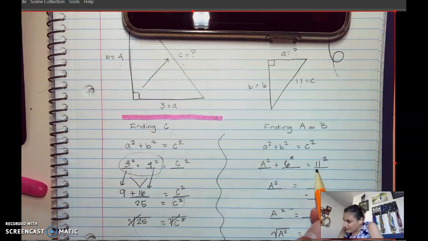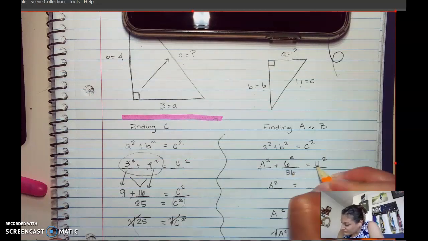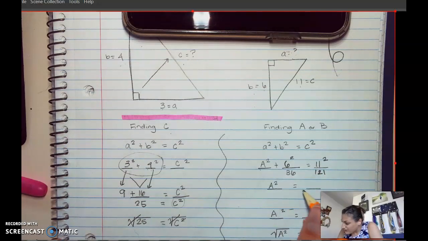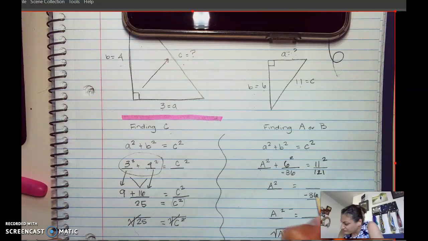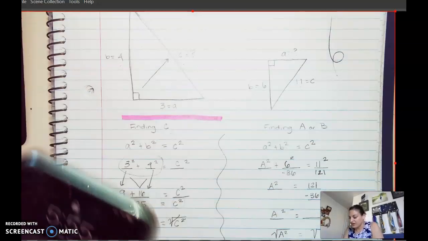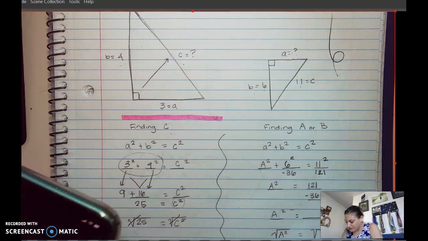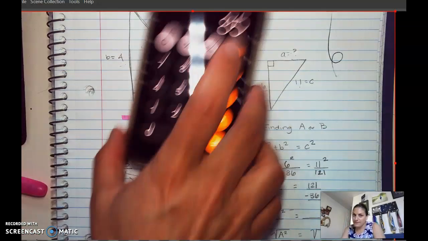Now, again, I'm going to go into my calculator and square these. These are perfect squares, and these are ones that you should know. So 6 squared, which is 6 times 6, is 36. And 11 squared, which is 121. So instead, I have to subtract my 36 from my 121. All I'm doing is getting the a value alone. If I can't do that in my head, I go onto my calculator, I take 121, subtract 36, and I get 85.